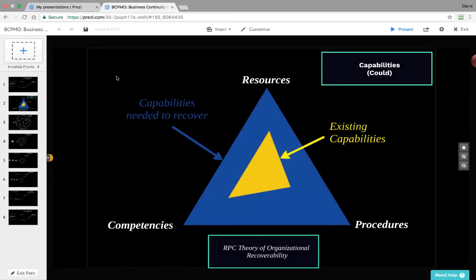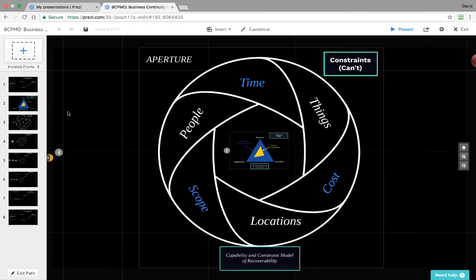So the business continuity professional has to work at each level of this model for the continuous improvement of recovery capabilities. At this level, we're focusing on the continuous improvement of resources, procedures, and competencies. At this level, we're working on identifying the range of potential losses we want to prepare for, how many people, what percentages of things, how many of our locations, and what kind of restrictions we are going to anticipate in terms of how long we can take to recover something, how much we can spend, and what functionality.